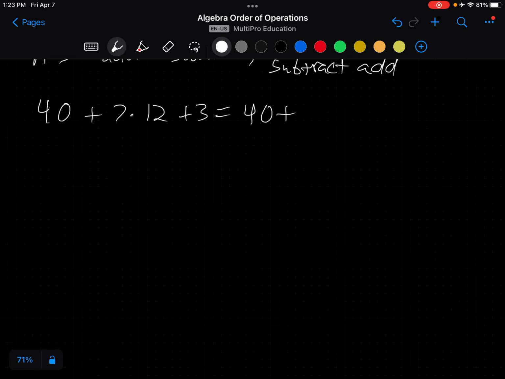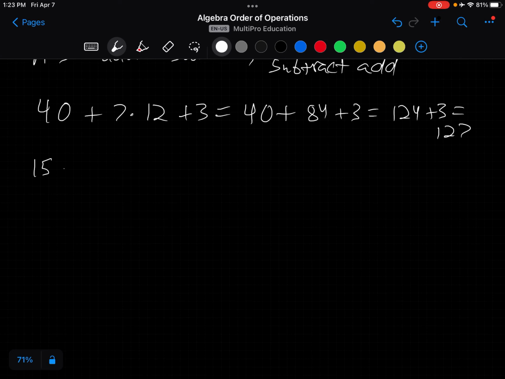So we carry out the other stuff. Now we have 7 times 12, 84. Good job. And then we'll carry out the rest. Now, any other multiplication or division? No, I don't see any. Any addition or subtraction? We have 2 additions. Let's start solving from left to right. So 40 plus 84 is 124, plus 3. We'll carry that out. And then this will be equal to 127. All right, great job. Not too bad, right?